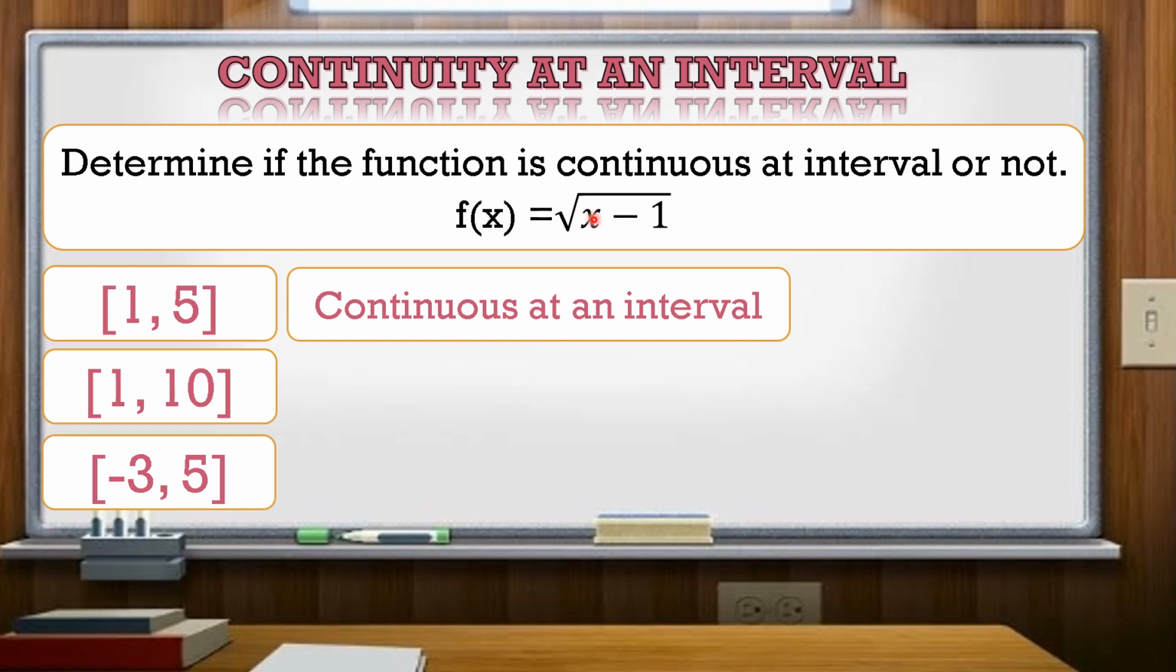So, pasok ba sa interval yung function natin para maging continuous? Yes, continuous at an interval. Yung minimum na interval natin dito is 1. So substitute natin 1 minus 1, that is 0, and the square root of 0 is 0. Defined pa rin siya. So pasok siya, 2, 3, 4, 5, magiging positive pa rin yung radical natin. So continuous at an interval.